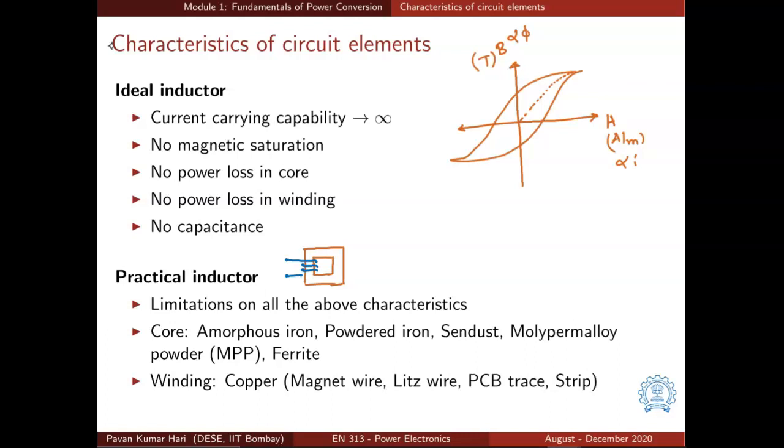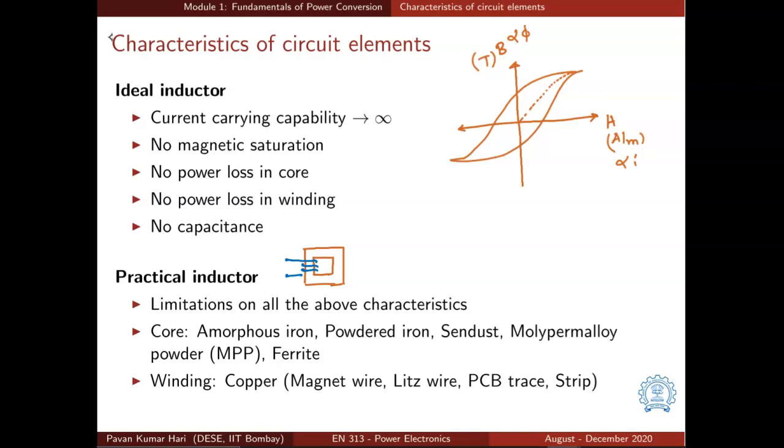So if we go beyond a certain current, the magnetic field intensity we are trying to increase, but then the flux density does not really increase, it gets saturated. So there will be saturation of the inductor. And what do we mean by saturation of an inductor? When the core of an inductor saturates, the flux density cannot change anymore.